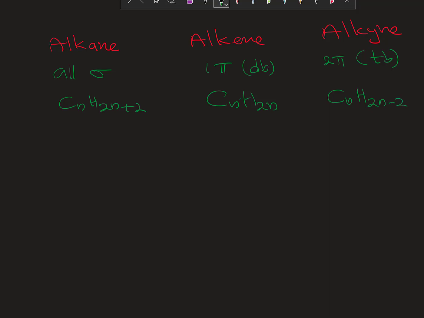You see, alkane starts with the plus 2. The alkyne ends with the minus 2. So now you can memorize all of these 3 lines in a table, and then that's compared, right?